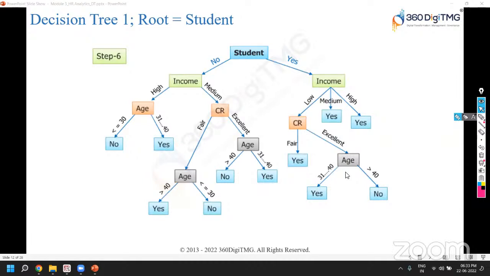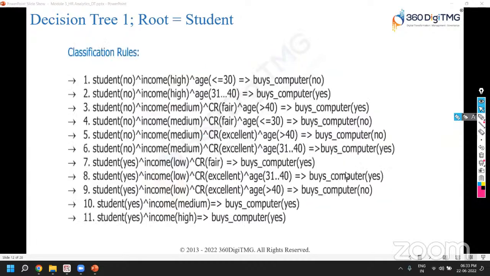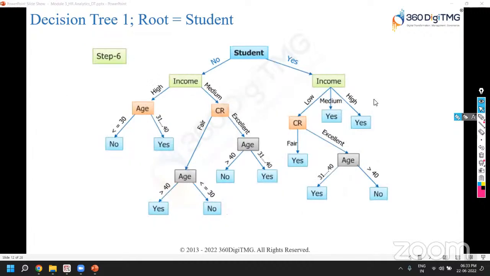So here we can see that there are 11 different rules. All of them start with student as the root. Each path from the root node to a leaf node is one classification rule, and we have 11 rules here. So when a decision needs to be taken, we have 11 different options to consider.